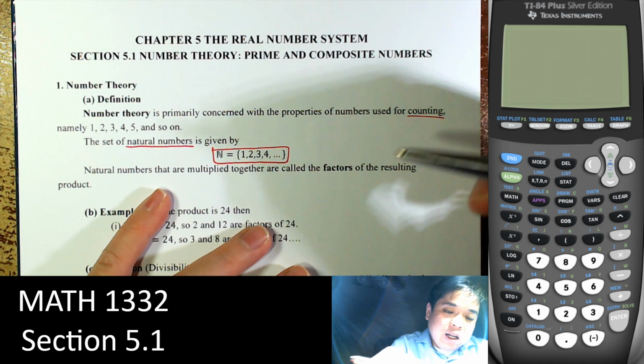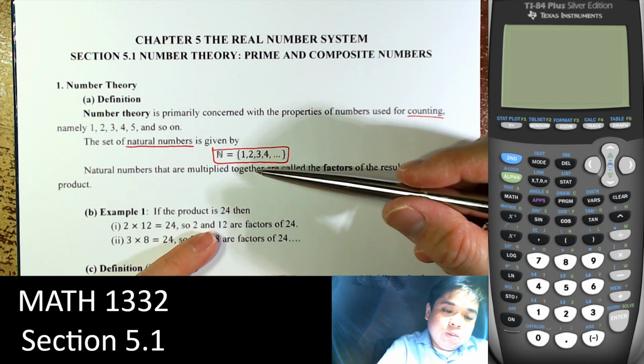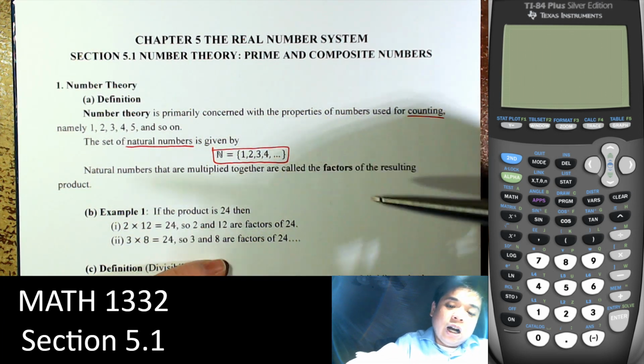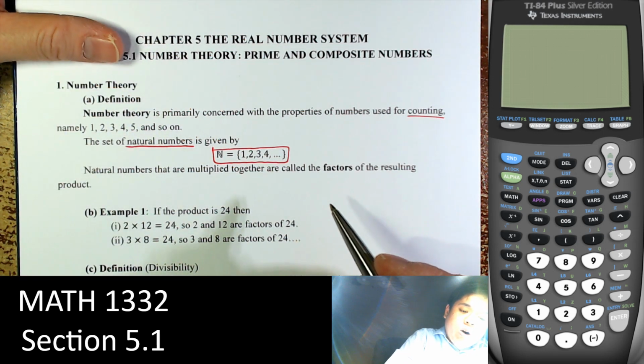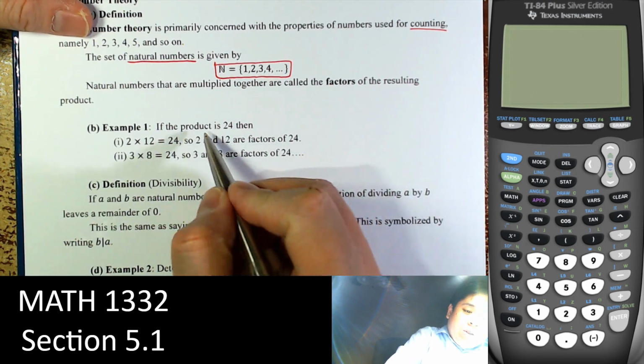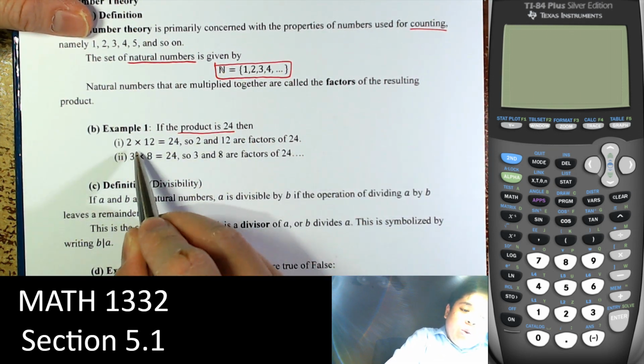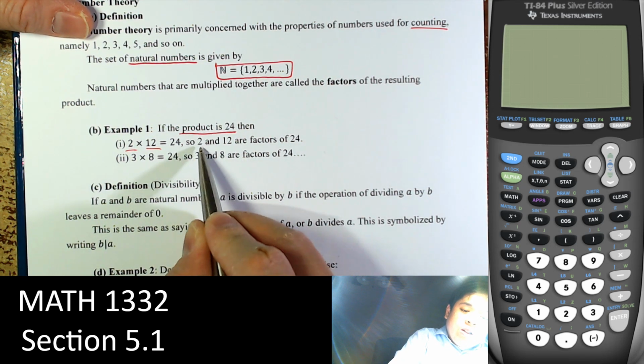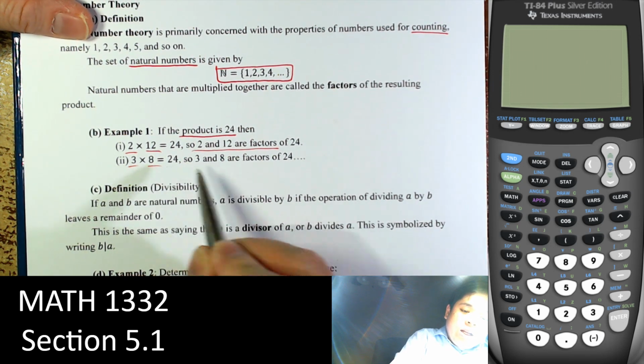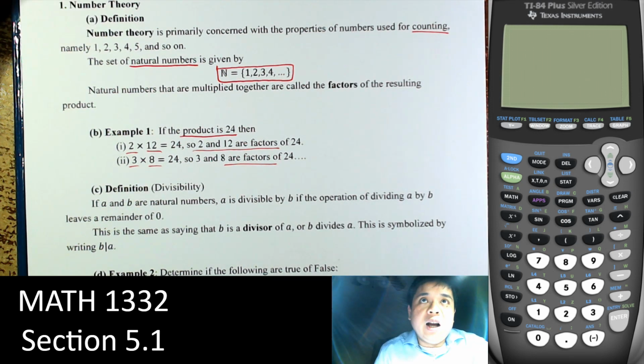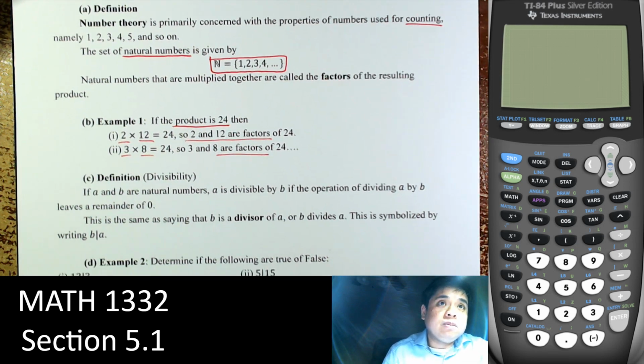Natural numbers that are multiplied together are called factors of the resulting product. For example, if we have the product 24, then 2 and 12 are factors, and 3 and 8 are factors of 24.